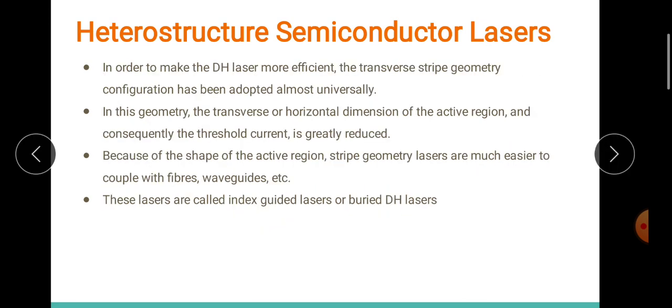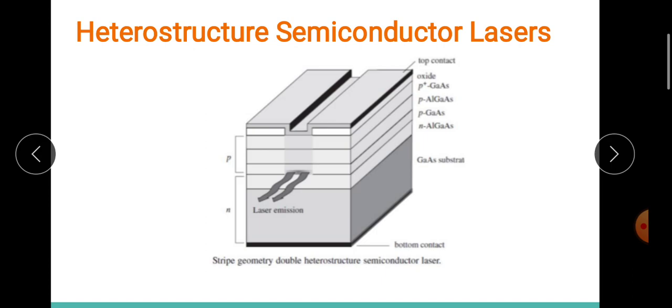So we'll see a commonly used configuration for double heterostructure lasers, and in this configuration we can see that the active region has a horizontal dimension, because of which you can greatly reduce your threshold current. If you remember, a larger threshold current was a disadvantage of a homojunction, because of which we thought of alternatives, and that's how we reached heterostructure lasers, right? So because of the horizontal dimension of our active region, you can quickly reduce the threshold current.